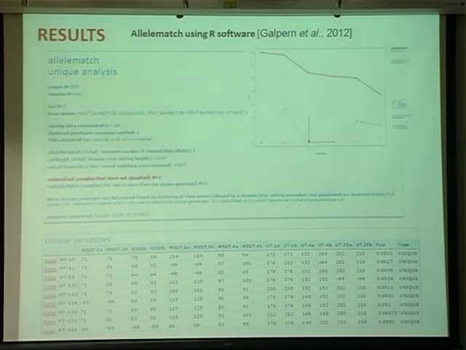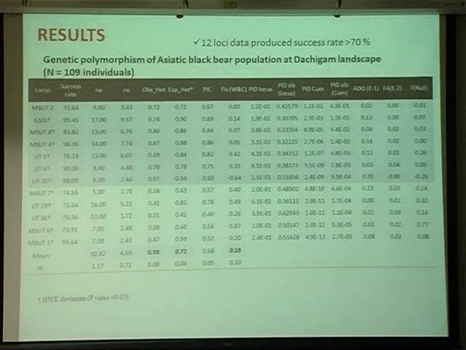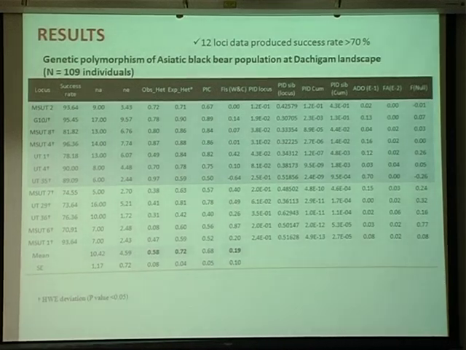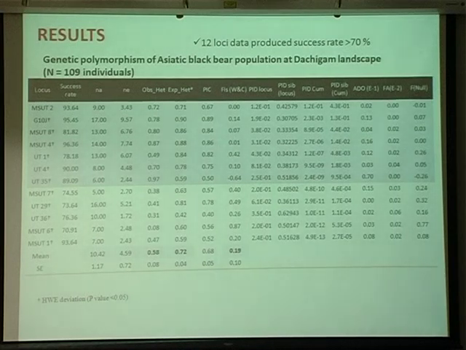Initially we collected more than 200 samples, but using this panel of 7 microsatellites, we could identify 109 individuals, and these were the diversity estimates for those 109 individuals. The FIS represents the inbreeding coefficient index, and we found that our population is considerably inbred.